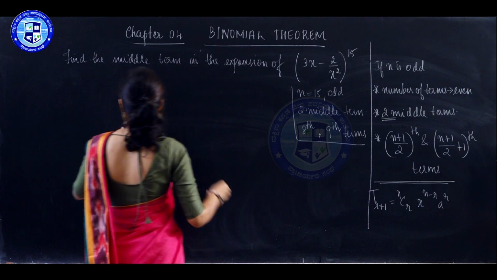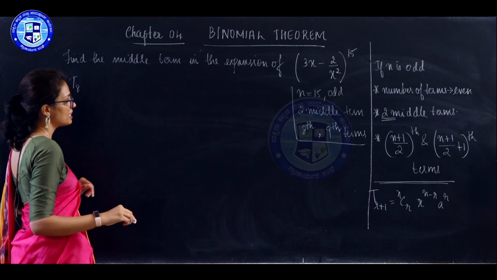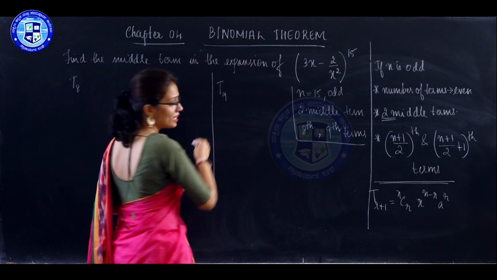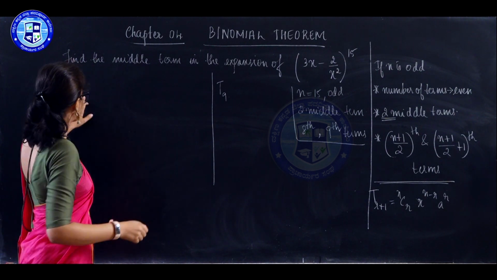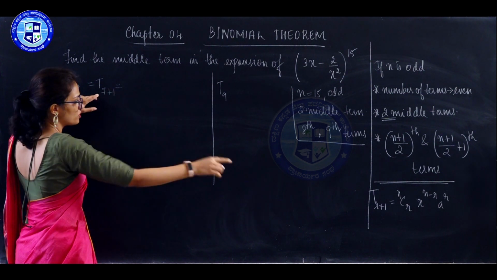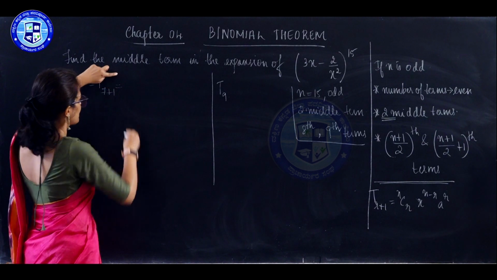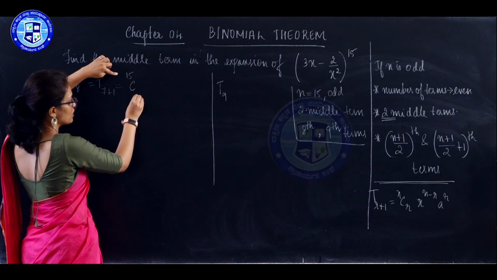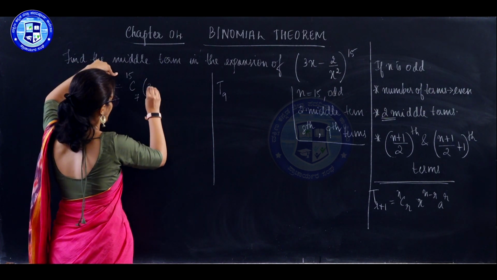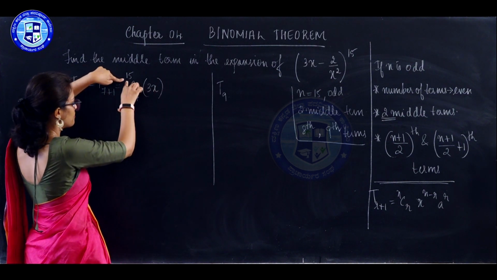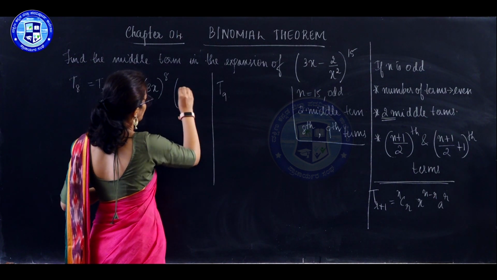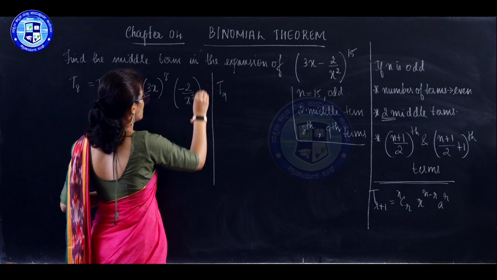So now what do we have to find? We have to first find what is T8, then find what is T9. Okay. 8th and the 9th term. So T8 can be written as T7 plus 1. So using the general form nCr. What is nCr? 15C, r value is 7. x to the power n minus r. In the place of x we have 3x. 3x to the power 15 minus 7, that will be 8, into minus 2 by x square to the power 7.